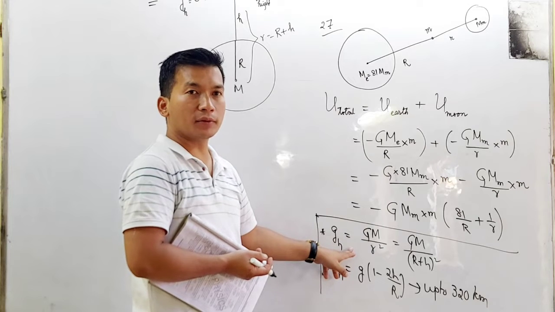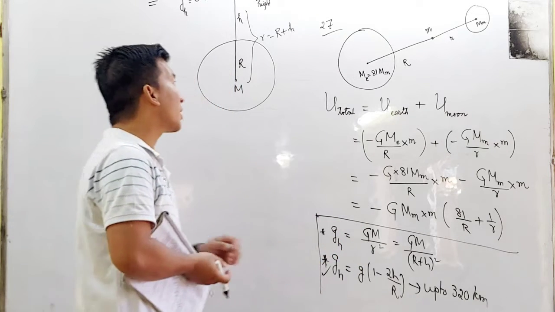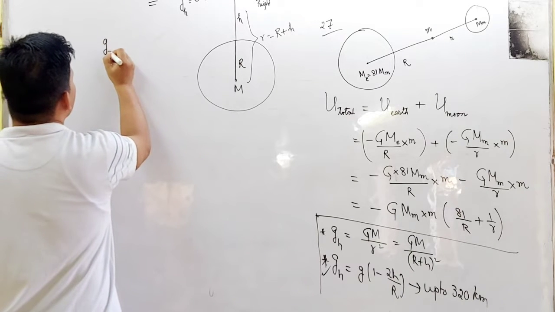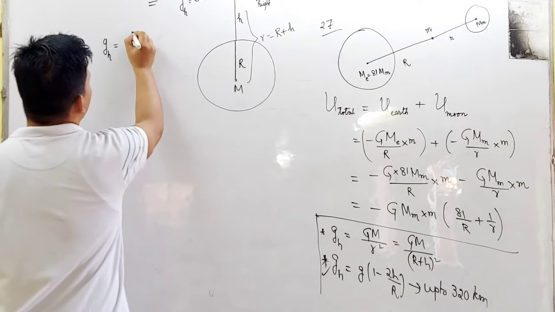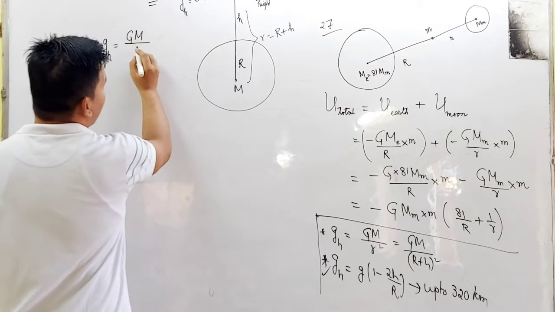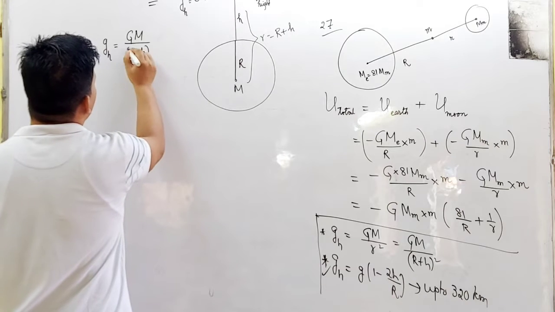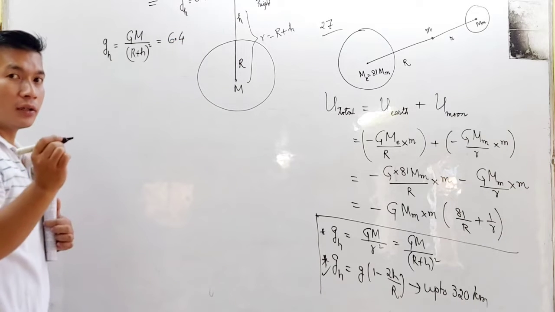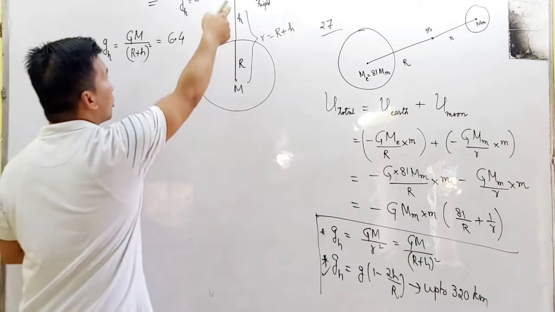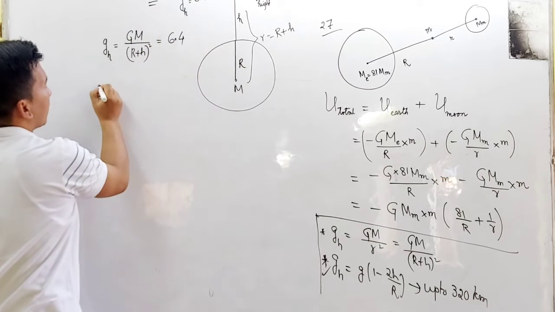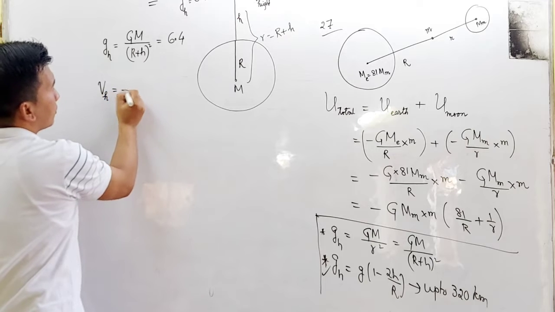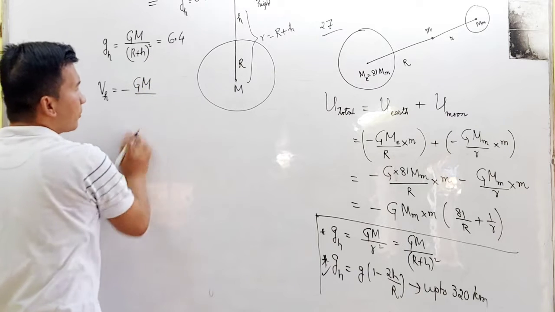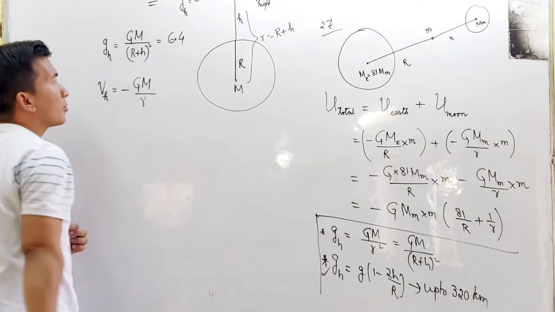So g_h will be equal to capital G capital M divided by (R plus h) whole squared, and its value is given as 6.4. What will be the expression for the potential at this height? Potential at this height will be equal to minus capital G capital M divided by small r.